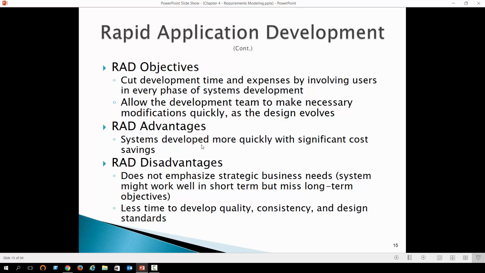You get the idea. So, advantages: more quickly with significant cost savings, again, if we know how to implement RAD successfully. Disadvantages: it does not emphasize strategic business needs. The system will work well in the short term, but may miss long-term objectives. Because we've gone so quickly, we may miss the quote-unquote big picture.